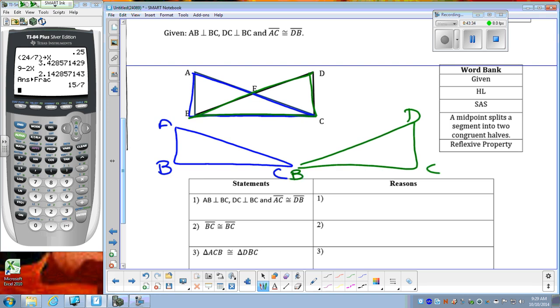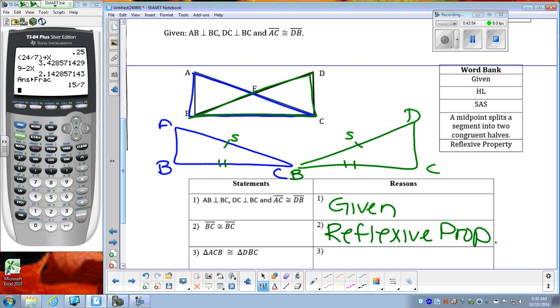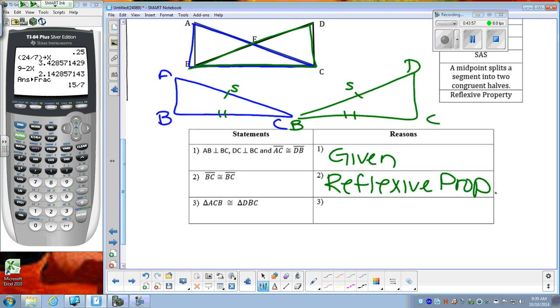Okay, I know that AC is congruent to DB. And that's because this is given to me. My next statement says that BC is congruent to BC. Well, this is the reflexive property. Oops. Let me skip some steps in here. Since AB was, we know that angle B and angle C are right angles because our things are perpendicular. So this is hypotenuse leg.